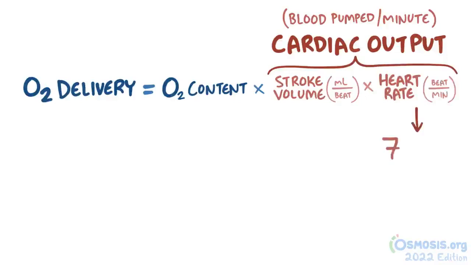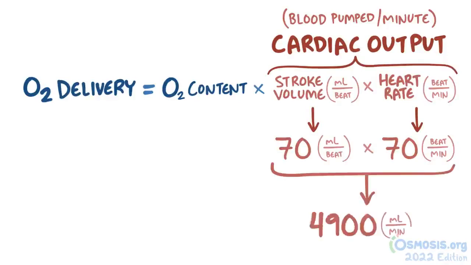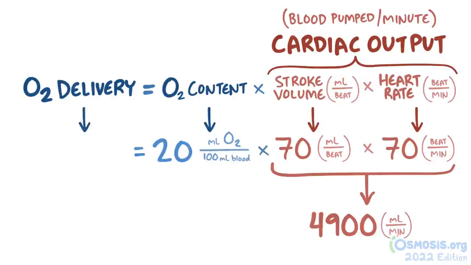expressed as milliliters per heartbeat, multiplied by the heart rate in beats per minute. So if we assume a heart rate of 70 beats per minute and a stroke volume of about 70 milliliters per beat, we get 4,900 milliliters per minute as the cardiac output, or more commonly 4.9 liters per minute. And we said that there's 20 milliliters of oxygen per 100 milliliters of blood. So that's an oxygen delivery of 980 milliliters of oxygen per minute to the body.